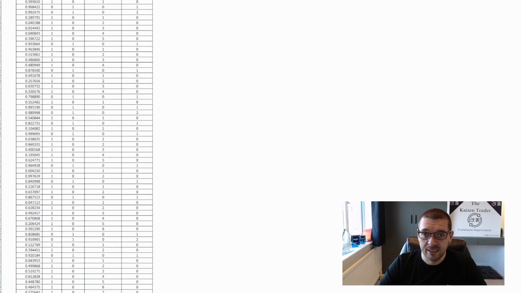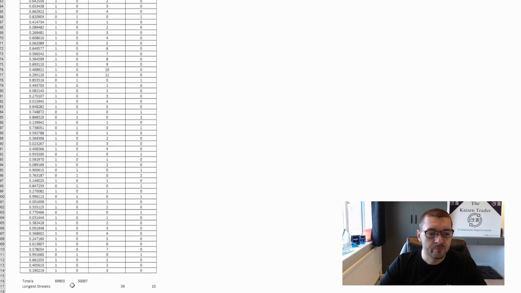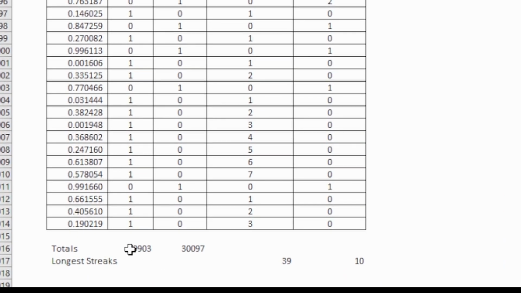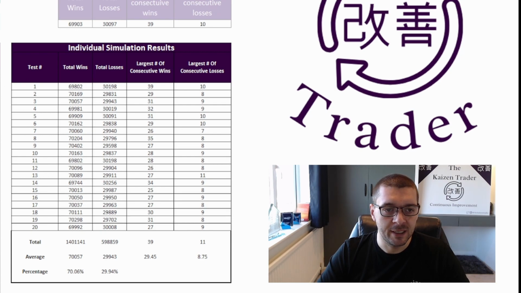Now, as you can see, this goes down to the bottom of the spreadsheet 100,000 times, and then it's got my total, so how many winners out of the 100,000 and how many losers. And then what this does here is it tells us our maximum consecutive wins and our maximum consecutive losses in this 100,000 set.